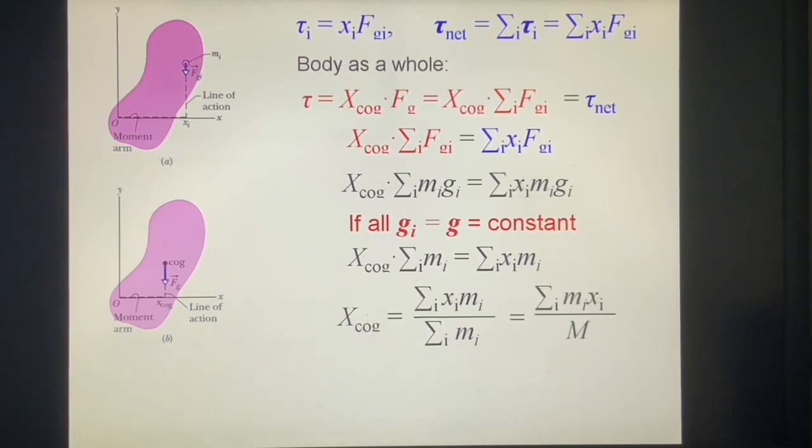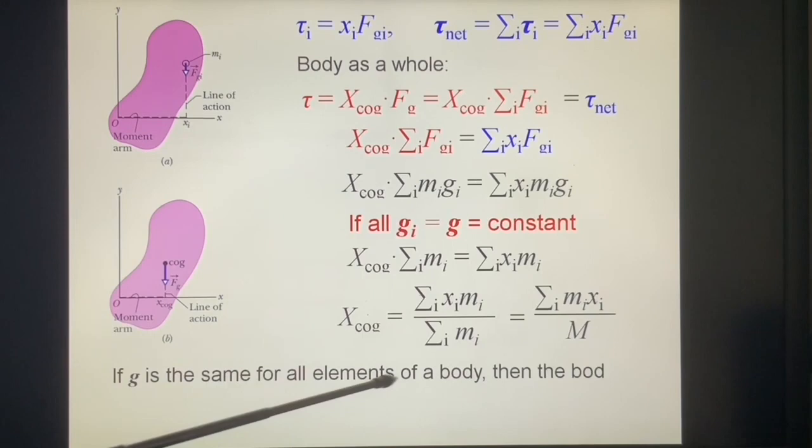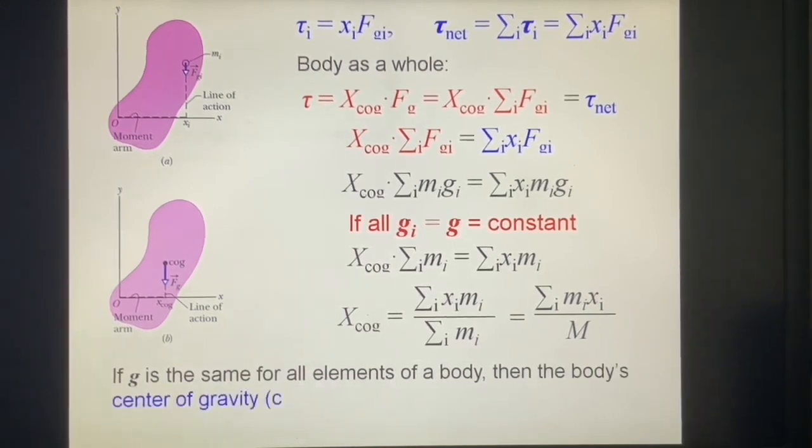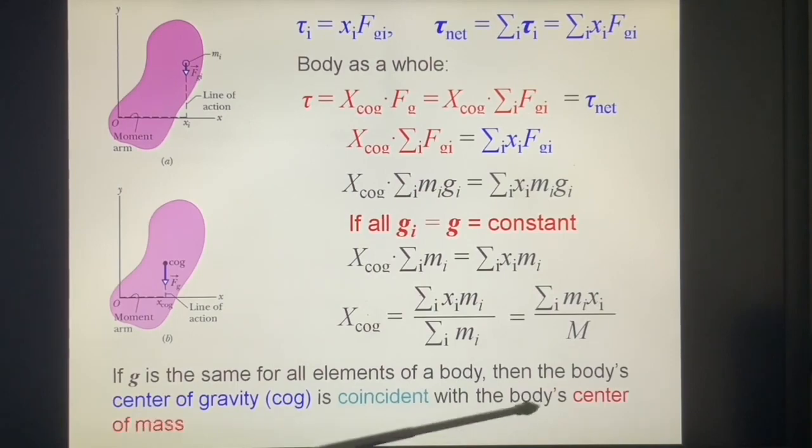They overlap. The condition is g is constant. If g is the same for all elements of the body, then the body's center of gravity is coincident with the body's center of mass.